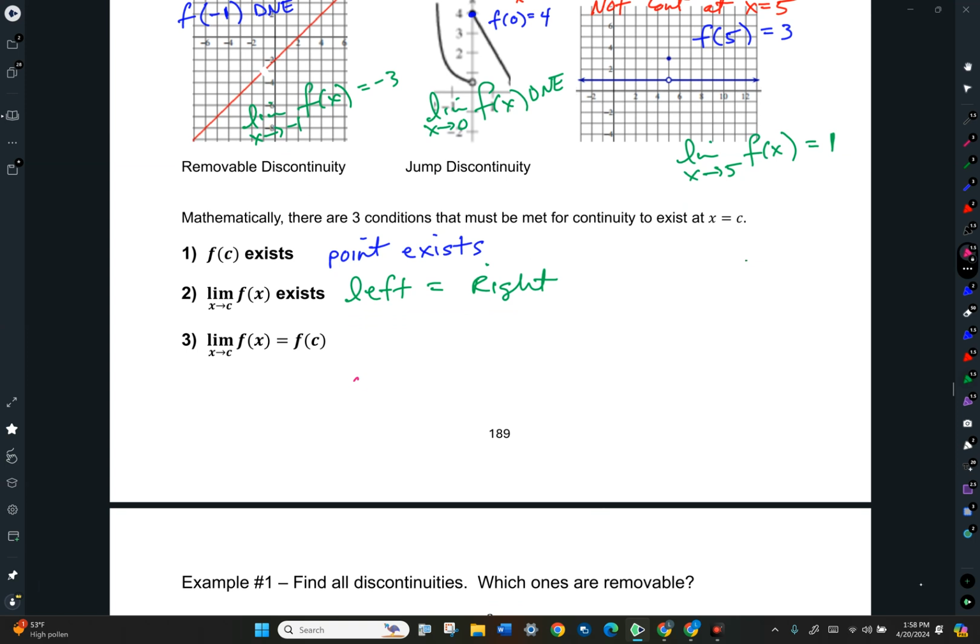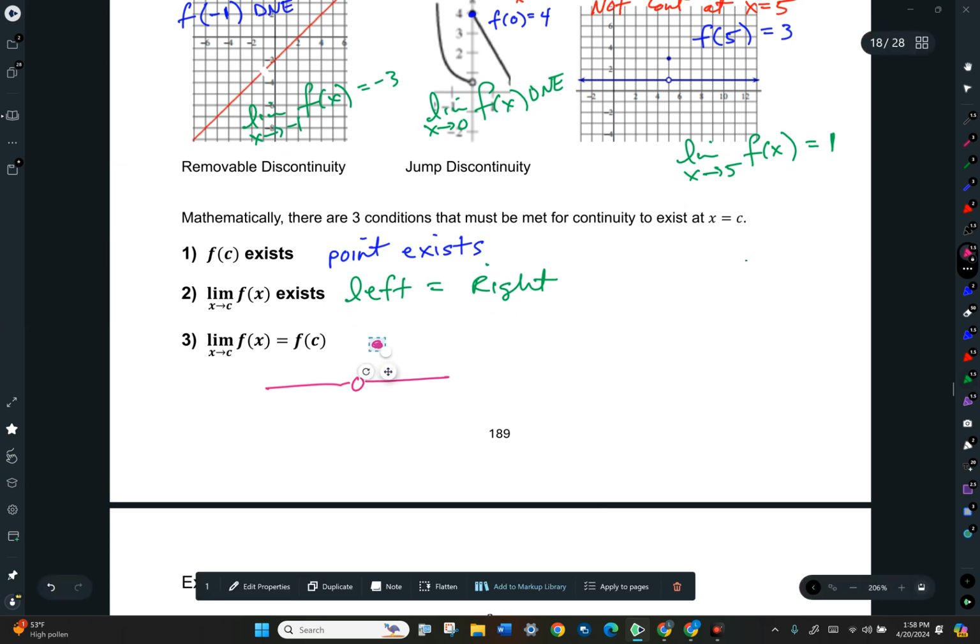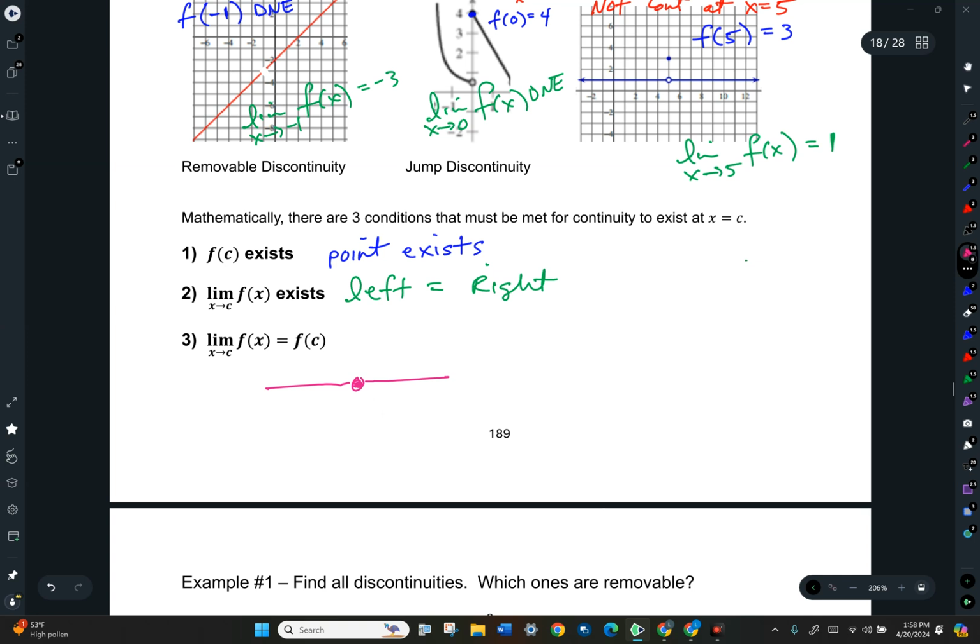So in other words, at the place where the left side and the right side come together, the actual point has to fill in that spot. That's what makes a function be continuous.